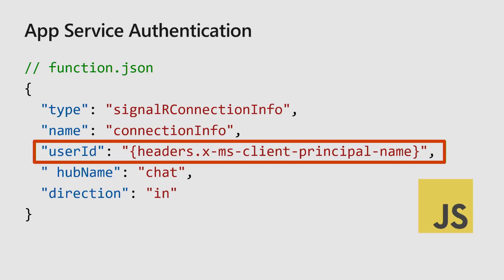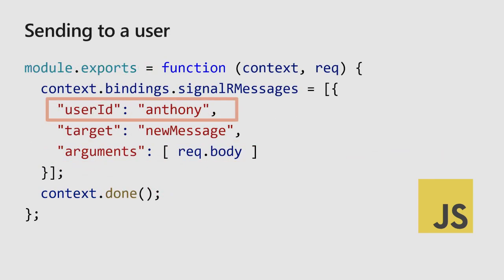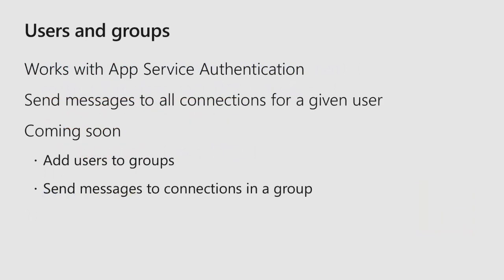Now let's see how we can send a message to this user. To send a message to the user, use the exact same binding as before, but you add a user ID property to it. And now only I will get this message, nobody else. So it's that easy to use it. Just to recap the users, it works with App Service authentication, so you can send messages to a given user. And it's all connections to a given user. So typically, maybe a user has multiple devices, all opened at the same time. All of them will receive it.